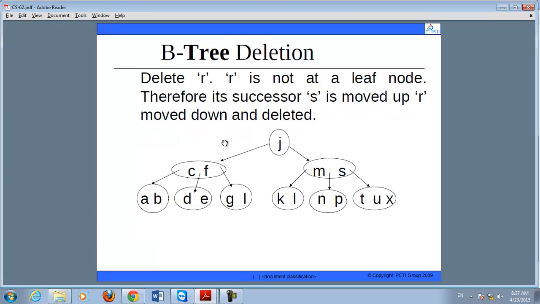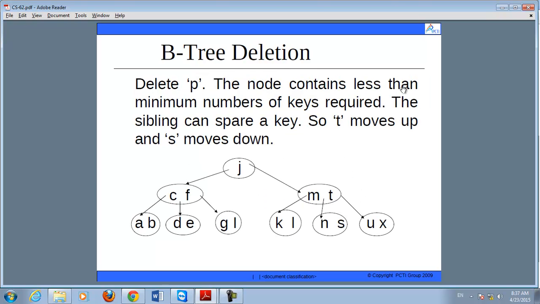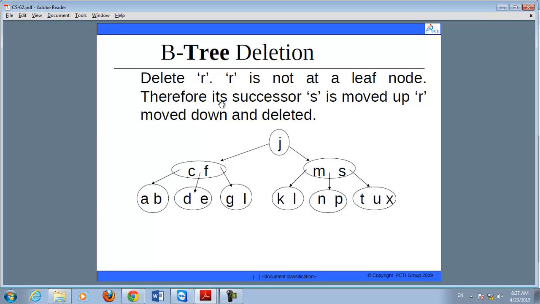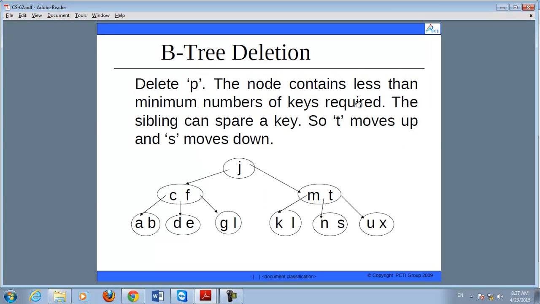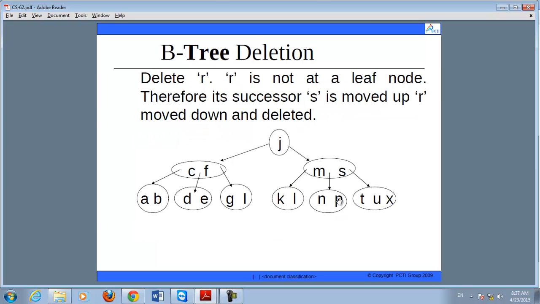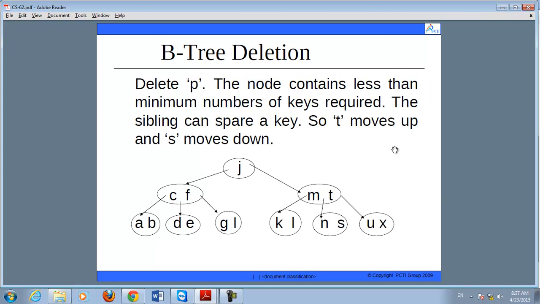Next is delete P. If you want to delete P now, the node contains less than the minimum number of keys required. You can see here. Therefore, the siblings can spare a key. So, T will move and S will move down. As you can see, if you want to delete P, then T will move, because there must be a minimum number of values present at the node to satisfy the condition of the B tree. And in this case, the siblings can spare a key.